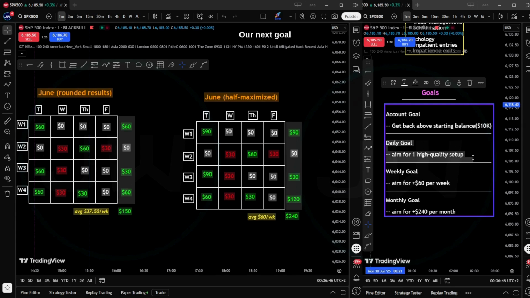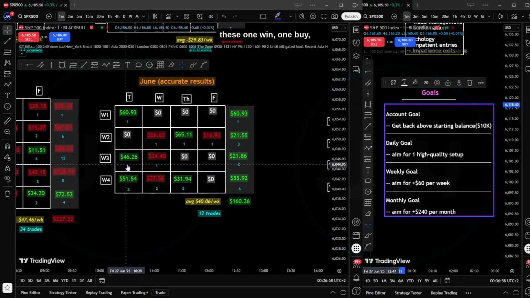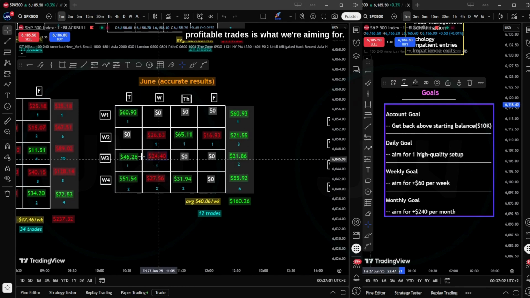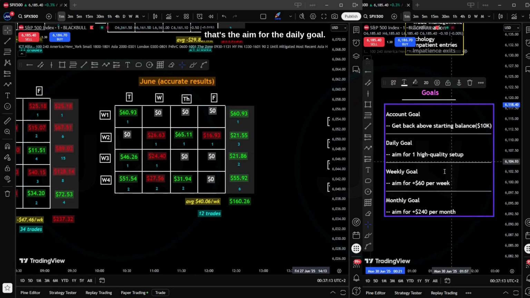Our next goal is the daily goal, and that is to aim for at least one high quality setup. So like here in June, these one win, one buy, one win, one sell profitable trades is what we're aiming for. You don't necessarily want to take two. The ideal thing is to take one and done, right? So that's the aim for the daily goal. We want to get that trade the first time correct, that one high quality setup, and that means waiting for confirmation. That's what the high quality means.